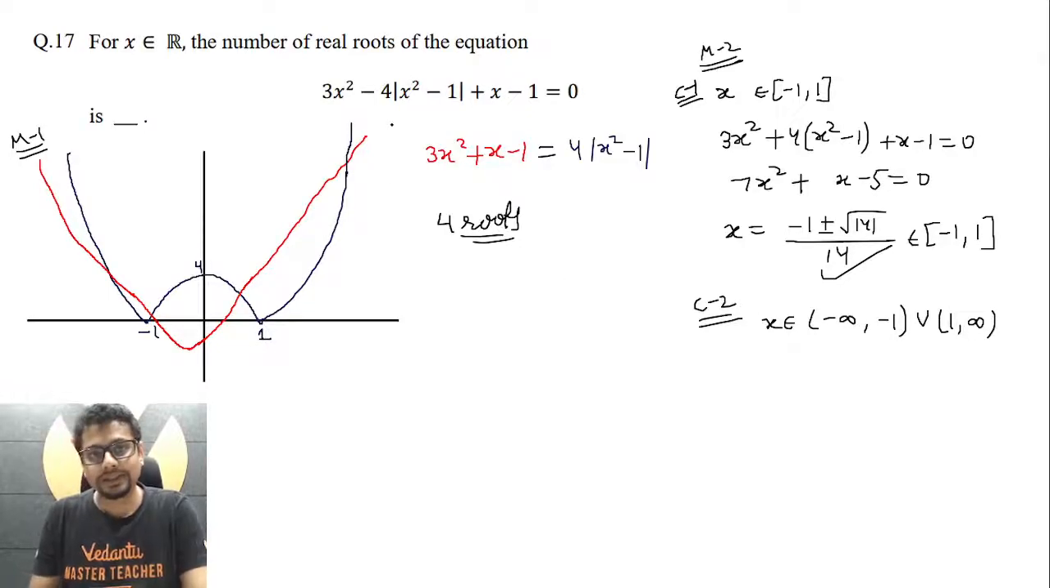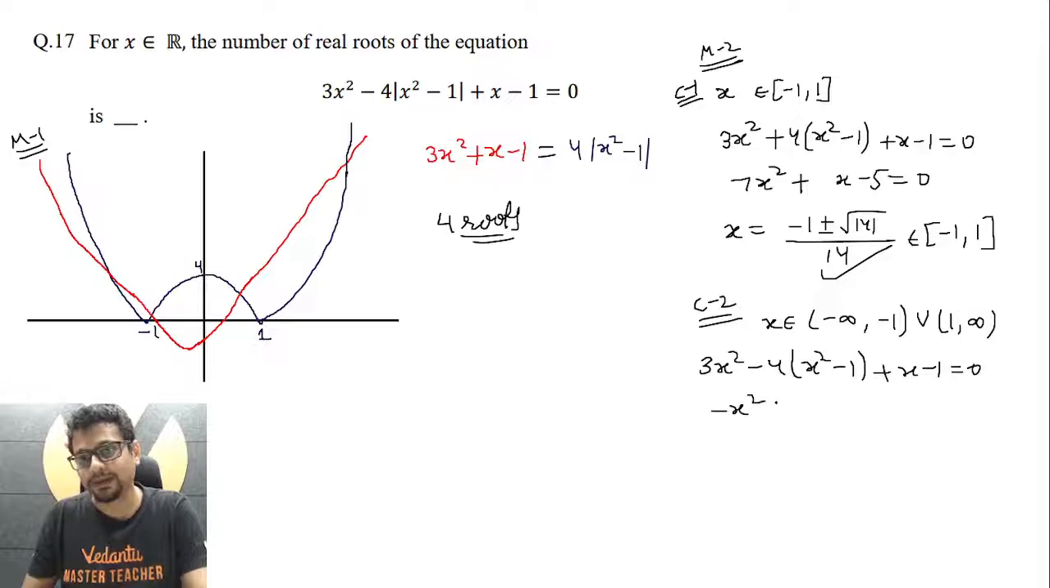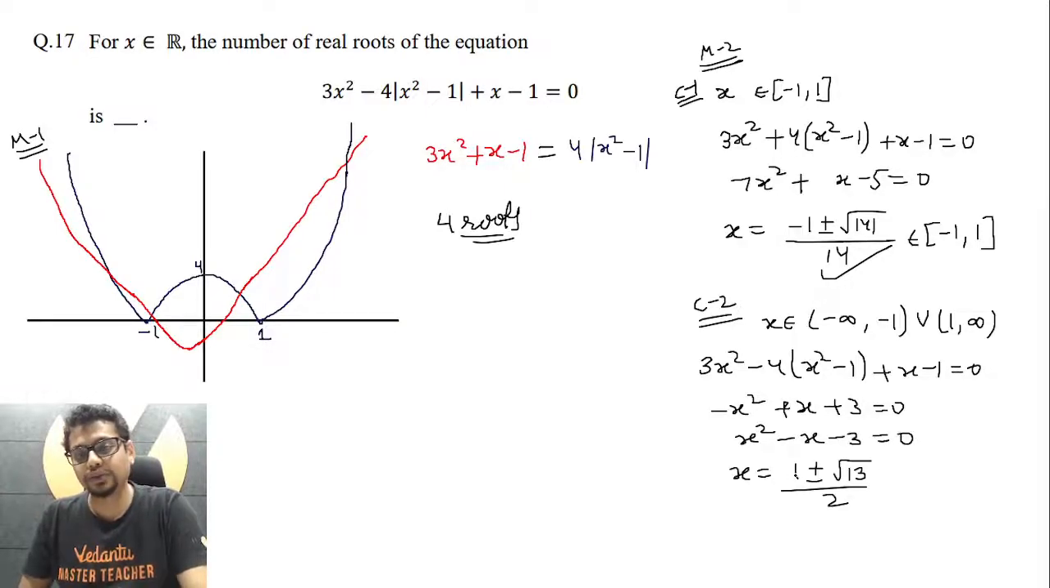In this case, mod x square minus 1 will open with plus sign. So you get 3x square minus 4 times x square minus 1 plus x minus 1 equal to 0. So what you get is minus x square plus x plus 3 equal to 0, or you may say x square minus x minus 3 equal to 0. So the two roots you get are 1 plus minus under root 13 by 2. Now considering the plus one, 1 plus root 13 by 2, root 13 is greater than 3. So 1 plus root 13 is greater than 4. So when you divide by 2, it is greater than 2, and of course greater than 1.